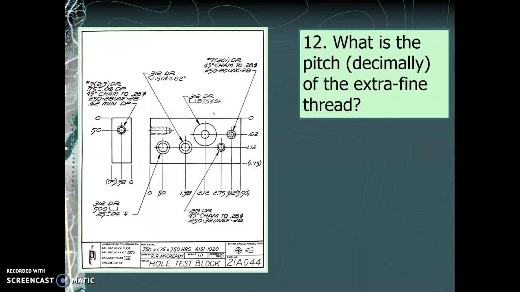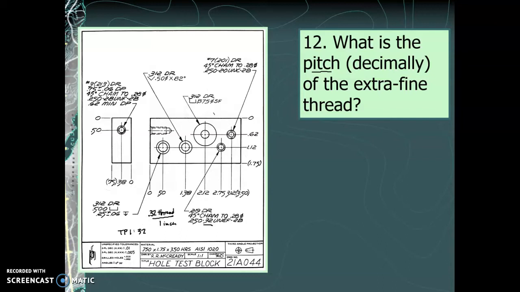What is the pitch of the extra fine thread? So we haven't calculated this yet, but we have down here is our extra fine thread, and it has a TPI of 32. TPI is 32. So that means that there are 32 threads per 1 inch. We want to know the pitch, and the pitch is basically the size of one thread. So if we have 32 threads fit into 1 inch, how big is just one thread?